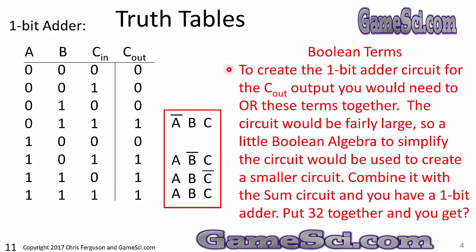To create a 1-bit adder circuit for the C out output, you would need to OR these terms together. The circuit would be fairly large, so a little Boolean algebra to simplify the circuit would be used to create a smaller circuit. Combine it with the sum circuit and you have a full 1-bit adder. You put 32 of those together and what do you get? A circuit that will add two 32-bit binary numbers together. Looking at the truth table, if it has this input, or that input, or that input, or that input, we should output a 1 for the circuit.